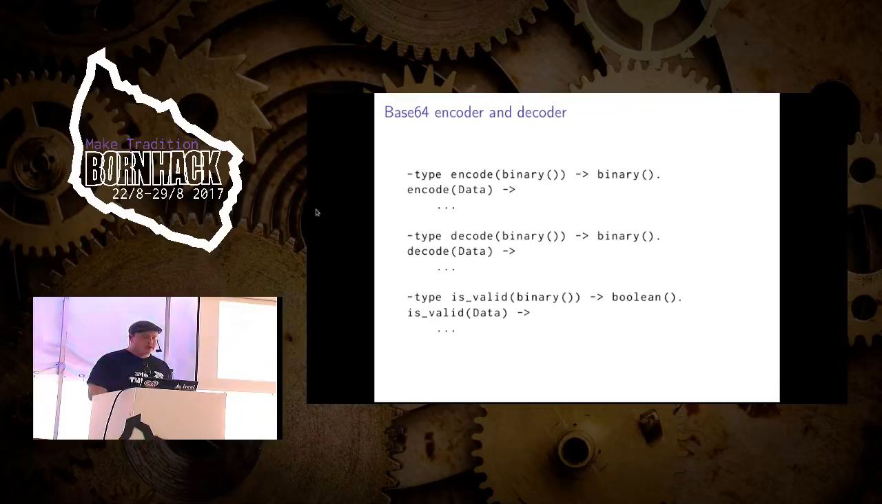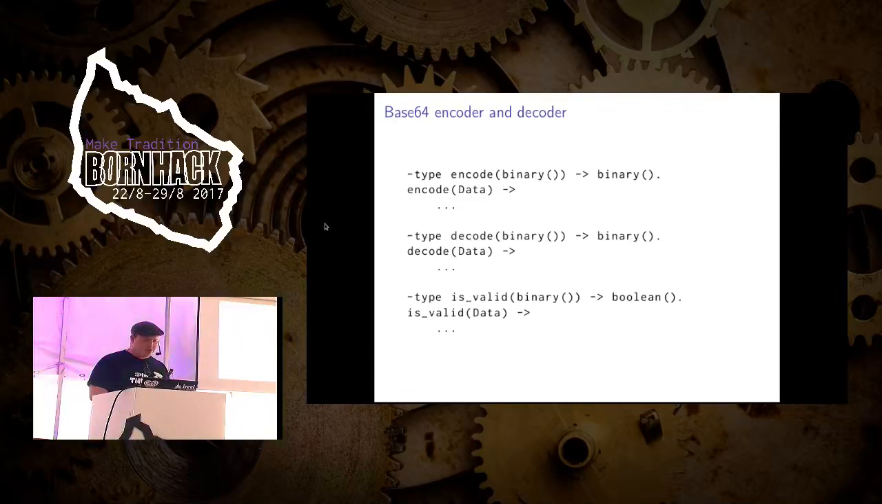The canonical example we're going to look at today is a very simple API. It's a base 64 encoder and a decoder. We're not really caring about how it's defined; we're purely looking at the API. We have an encode function which takes a binary and returns a binary. This will always be a successful operation. There's no way it can fail.